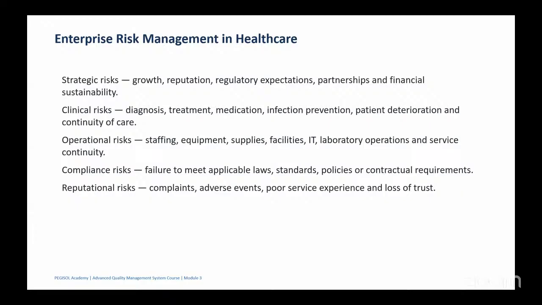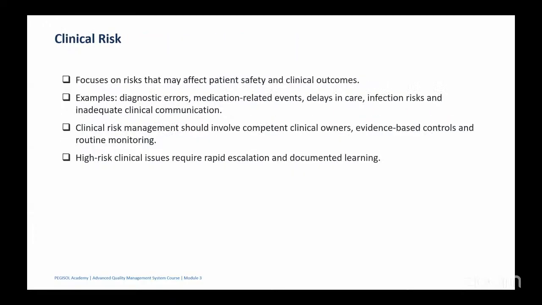So, these are the different categories of risk that can affect the organization, the enterprise, the business. So we're looking at business risk. Anytime you hear about enterprise risk management, we look at strategic risk, clinical risk, operational risk, compliance risk, and reputational risk. Now, clinical risk focuses on risks that may affect your patient safety and clinical outcome. So all the things that can affect your patient safety and the clinical outcome are considered under clinical risk.